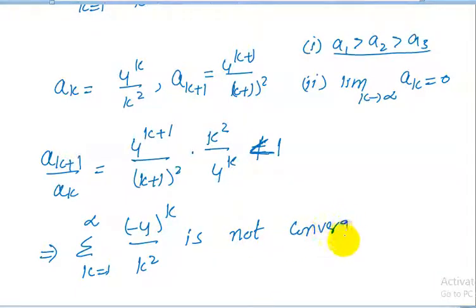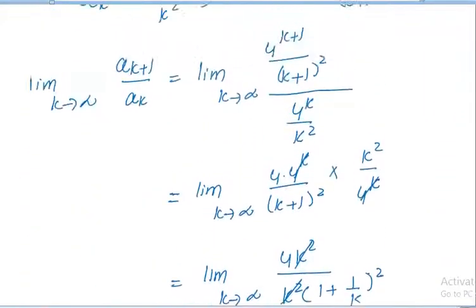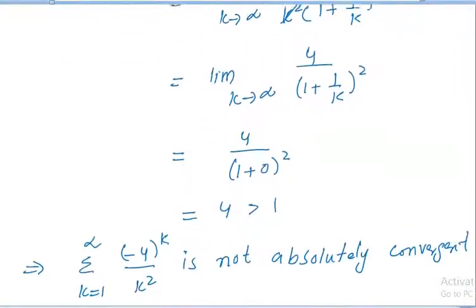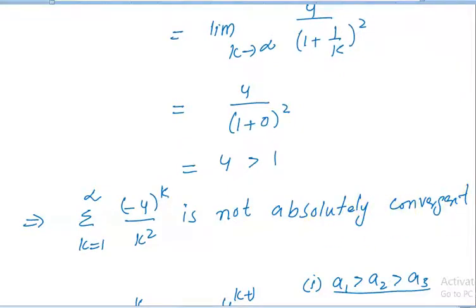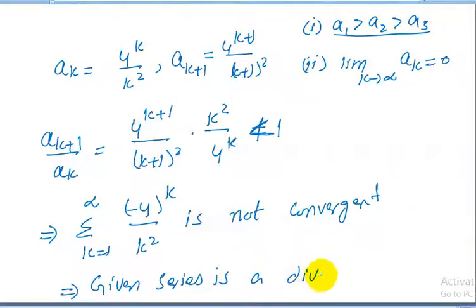In other words, this series is a divergent series. Now we have already proved that the given series is not absolutely convergent. Also this series is not convergent, which implies the given series is a divergent series.